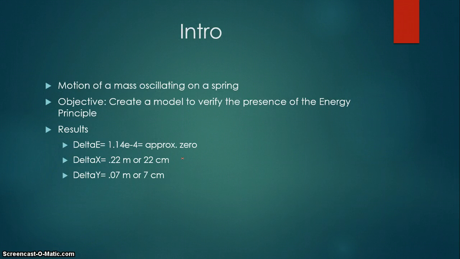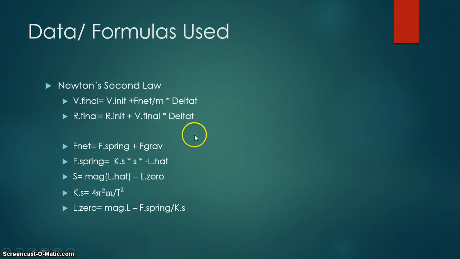Our task was to observe the motion of a mass oscillating on a spring and create a computational model to verify the energy principle. My results were the change in energy is approximately zero, as it should be. The change in X from the model to the experiment is approximately 22 centimeters, which is quite large and will be explained later. Here you can see the data and formulas that I used to make the model possible.